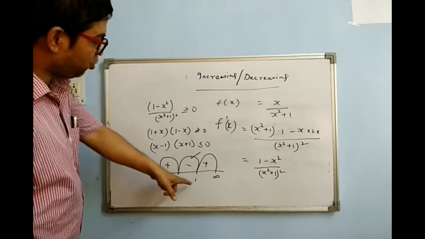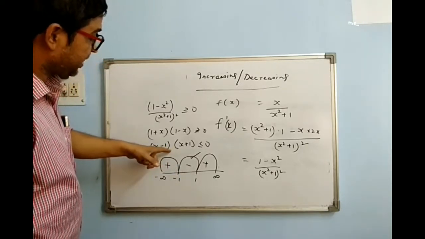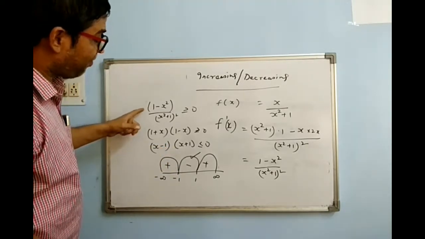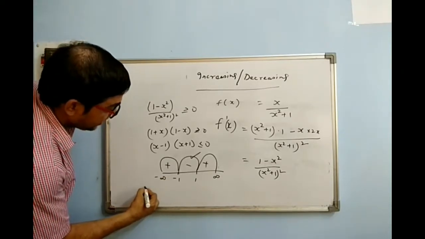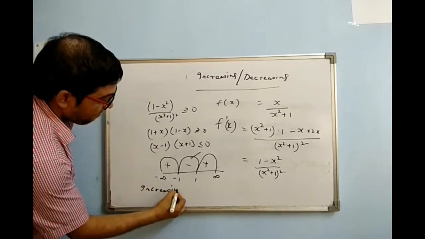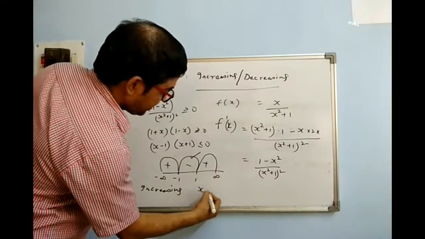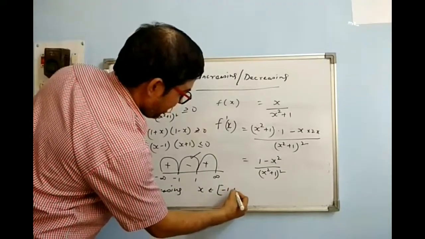That is minus 1 to 1. In minus 1 to 1, this expression is negative. That means that f dash x is positive. So in this interval it is increasing. So increasing when x is between minus 1 and 1.